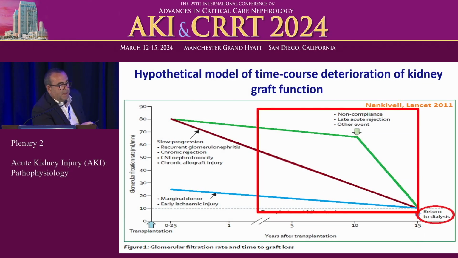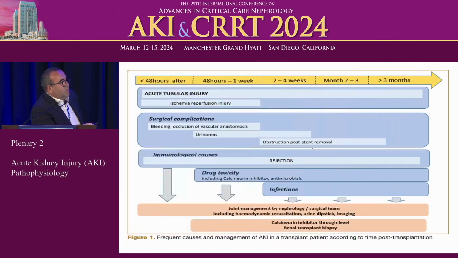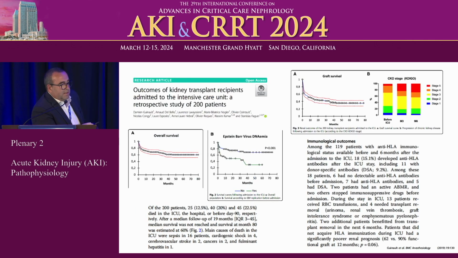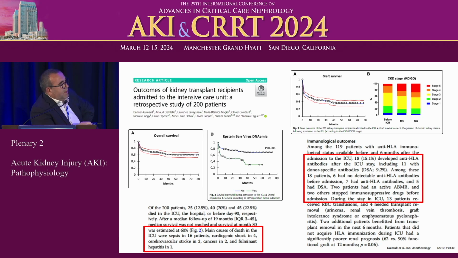However, we can also have some AKI events, not only in the early, but also in the late phase of kidney transplant. And so we have different causes of AKI, including obviously immunological causes, such as T-cell and antibody-mediated rejection, drug toxicity, and infection, in particular viral infections, such as CMV and polyomavirus infection. And these are data from an ICU in France in about 200 patients, in which you can see that AKI in kidney transplant patients is mainly due to sepsis and leads to the development of anti-HLA antibodies, so a risk for rejection.